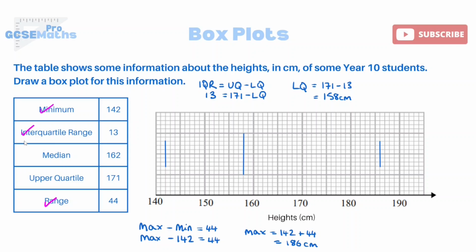Okay, now I can tick off interquartile range, I've dealt with that. The median is just as it is, so that's at 162, so here. And finally, we need the upper quartile, which is at 171, so here. So we've got our 5 vertical lines again. Now, once you get to this point, again, just join it up. So the 3 in the middle should create a box, and then the 2 on the outside should create these whisker things. There we are, perfect. So we've done it again, we've drawn another box plot. This one, again, was a little bit harder because we had to work out a few things, so don't be surprised if you do come across that scenario.